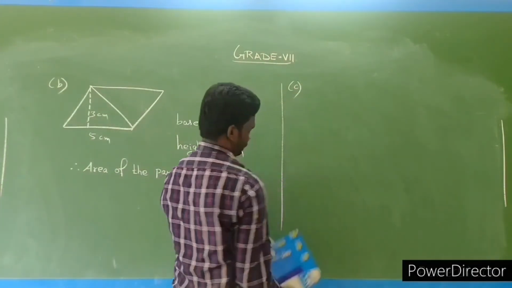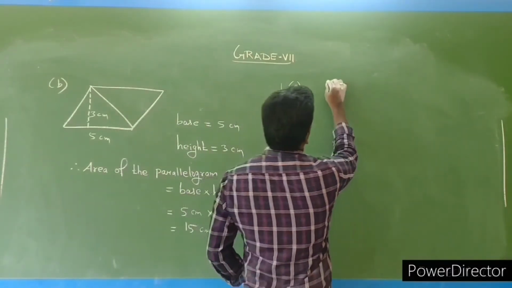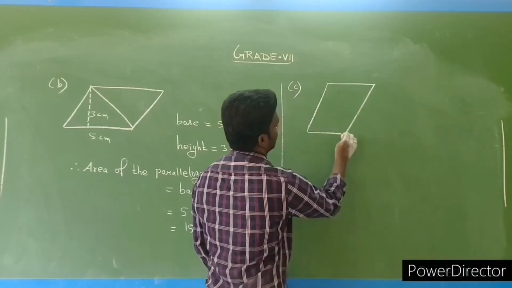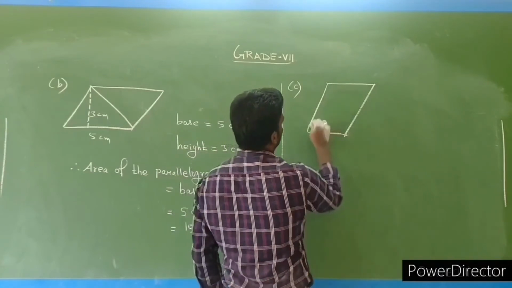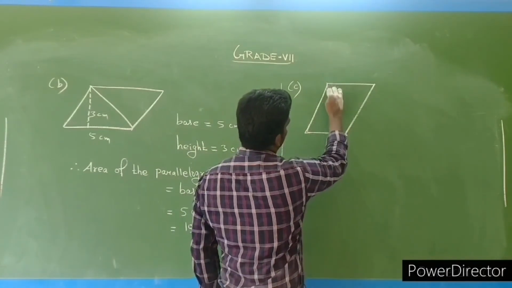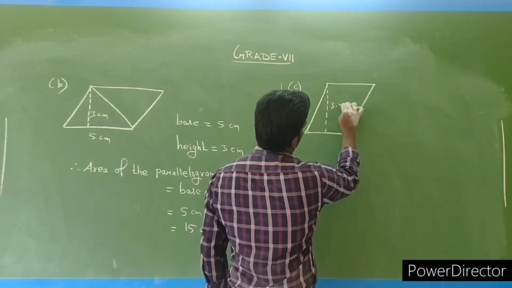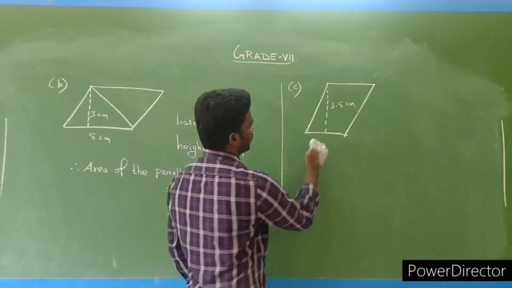Next our C question. C question is this type of parallelogram is given, and what is the height here? The height of the parallelogram is 3.5 centimeter. Next, the base is 2.5 centimeter.